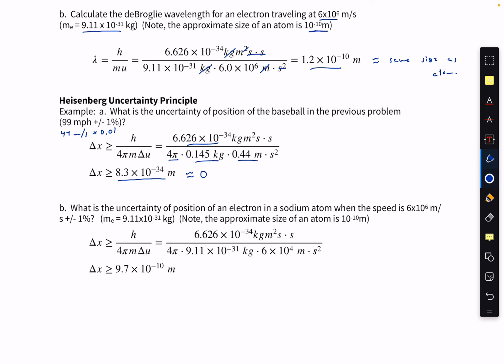But again, if we do this in part B for the uncertainty of position of an electron, when that speed is 6 times 10 to the 6th plus or minus 1%, and we have the mass of our electron given, again note the approximate size of an atom is 10 to the minus 10th. Plug in all these numbers again, and we get that the uncertainty of position is going to be greater than 9 times the size of the atom.